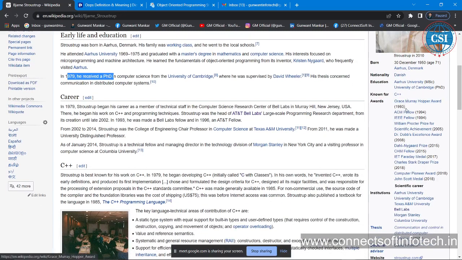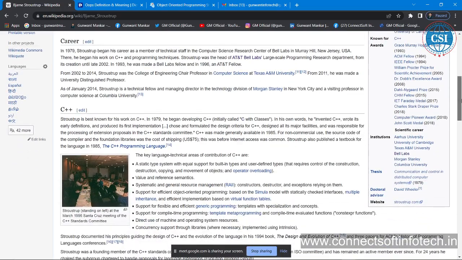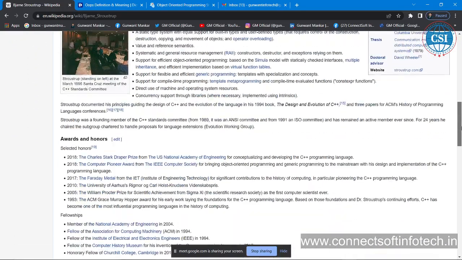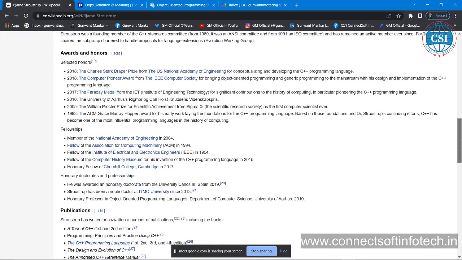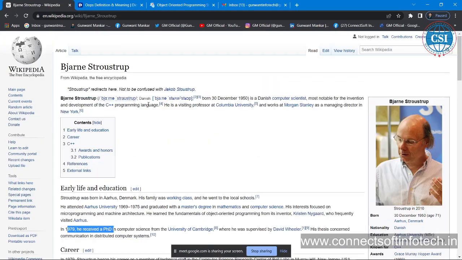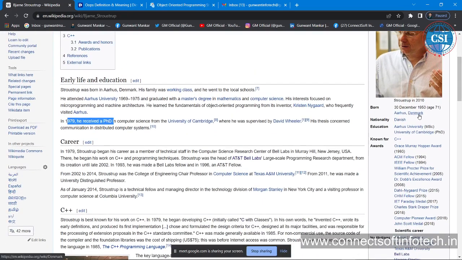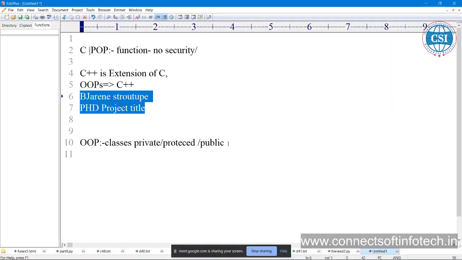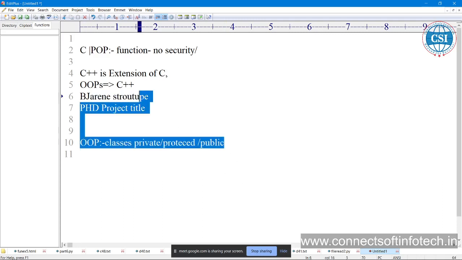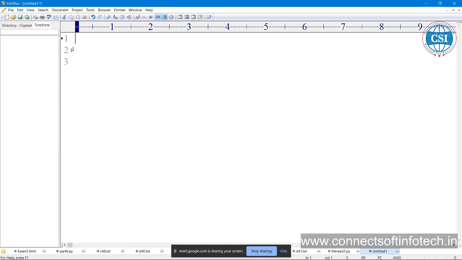Known for C++, AT&T Bell Laboratories, the same Bell Laboratories. So he is the scientist, the person behind C++. Now, what were the programming languages before C++? That is, before C++ or before any object oriented programming.